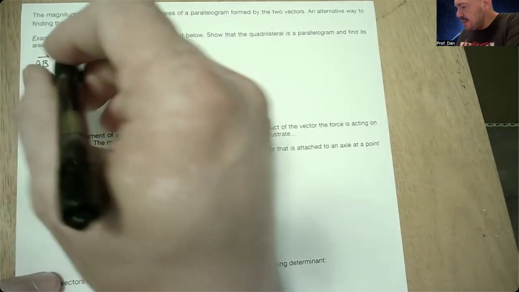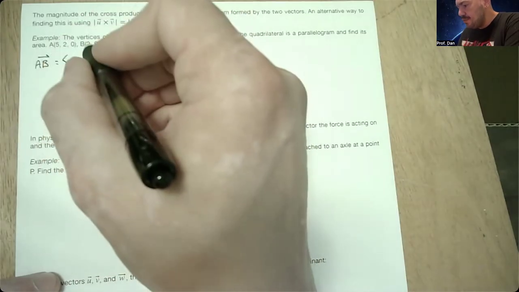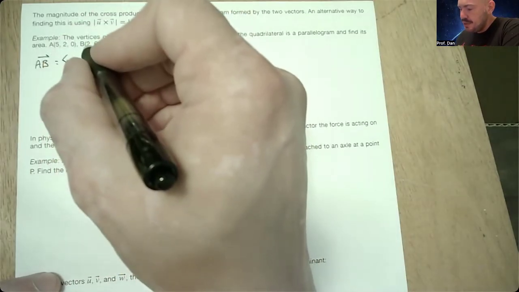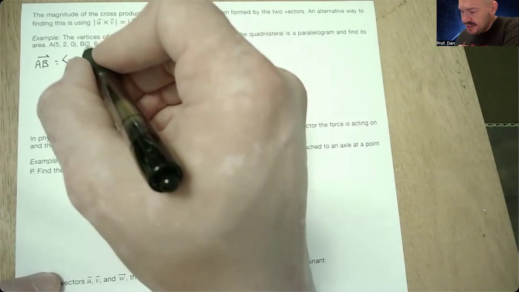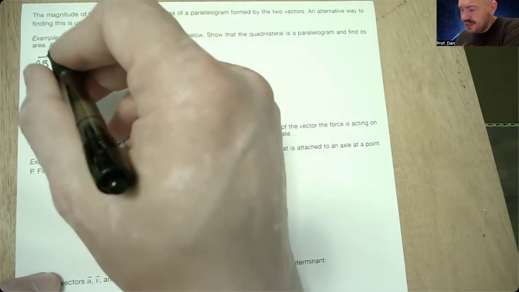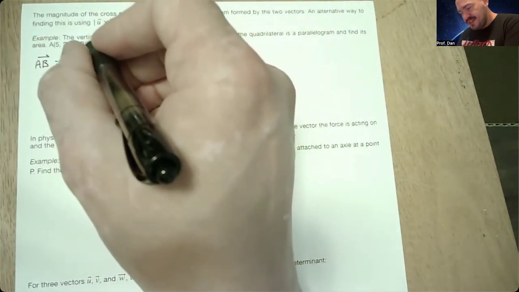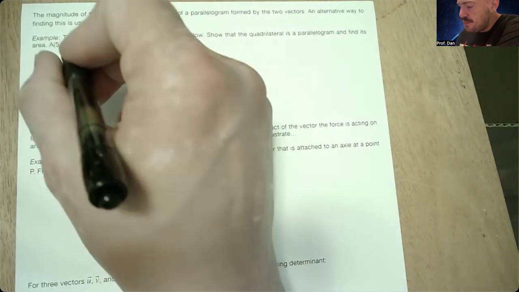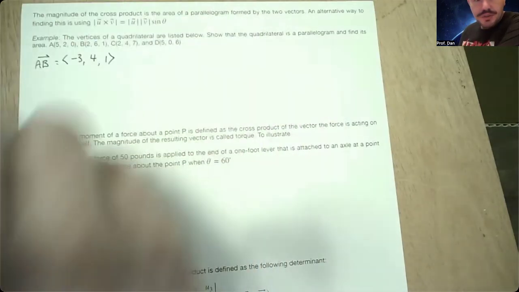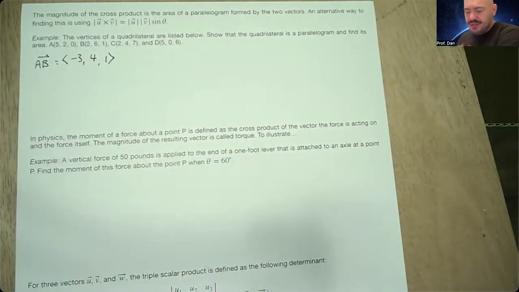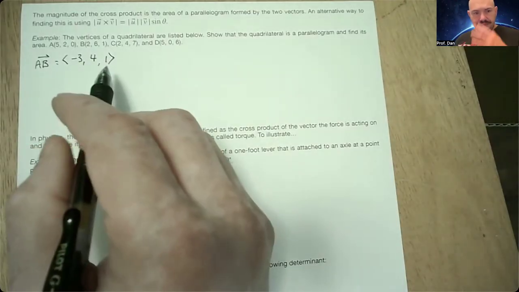All right, shorthand component form. For the x component, final x, that's going to be 2 minus initial x, 5. So that gives me -3. Final negative 6 minus initial 2, I get 4. And then final 1 minus initial 0, I get 1. So one edge of the quadrilateral can be described by this vector.